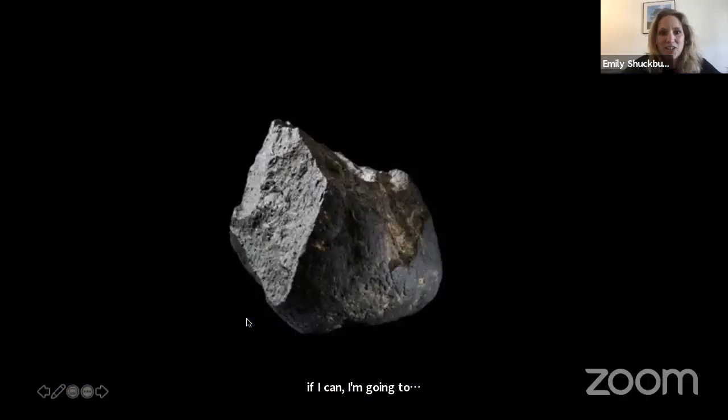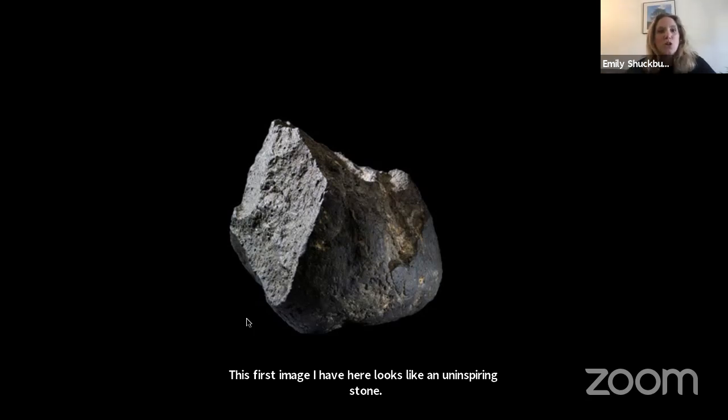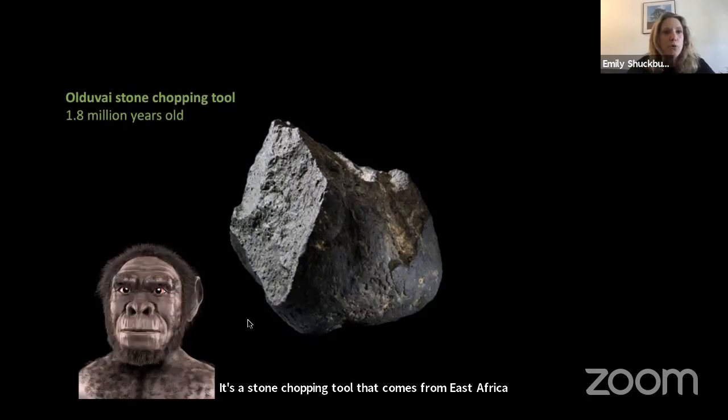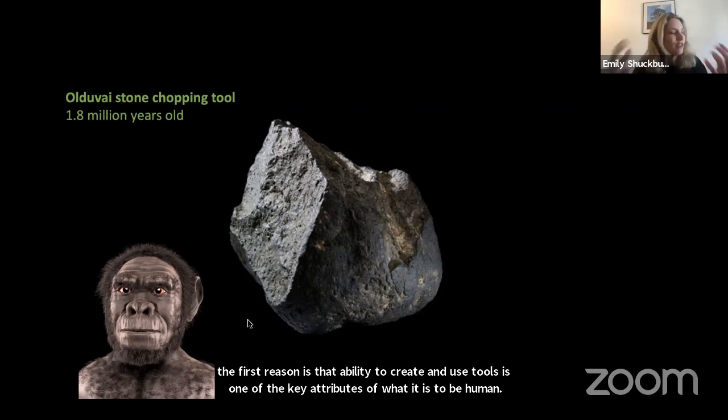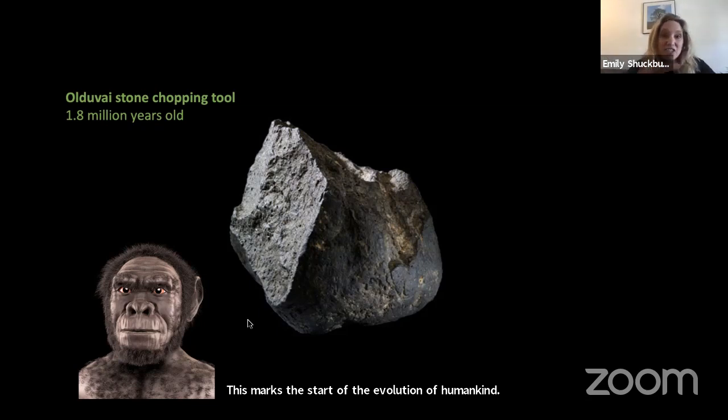Right, so this first image that I have here looks like a rather uninspiring stone, but it's actually the oldest object in the British Museum in London. It's a stone chopping tool that comes from East Africa and was first made about 1.8 million years ago by very early humans. The reason that I put it up here is twofold. The first is that the ability to create and use tools is, of course, one of the key attributes of what it is to be human. So this really marks the very start of the evolution of humankind, which is culminating through today in our development of new technologies, such as the ability to use AI.